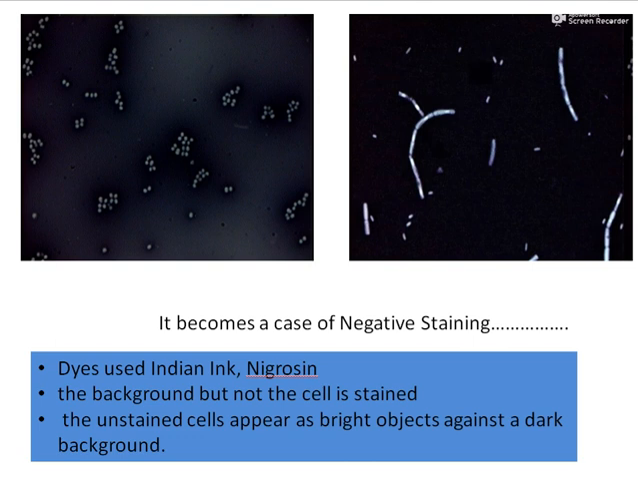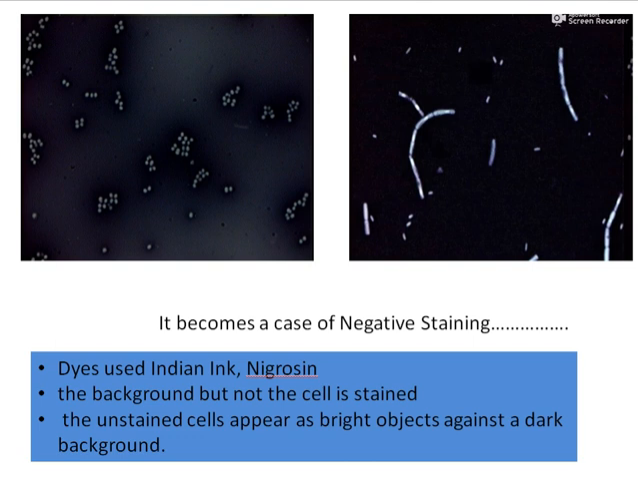Now what would be the result? That is, you get a chance of negative staining over here. The dyes, of course, which we use here could be Indian ink or nigrosin and all that. And as a result, what happens, since the bacteria is found to be negatively charged, and since you are using a negative charge containing stain over here, what happens?